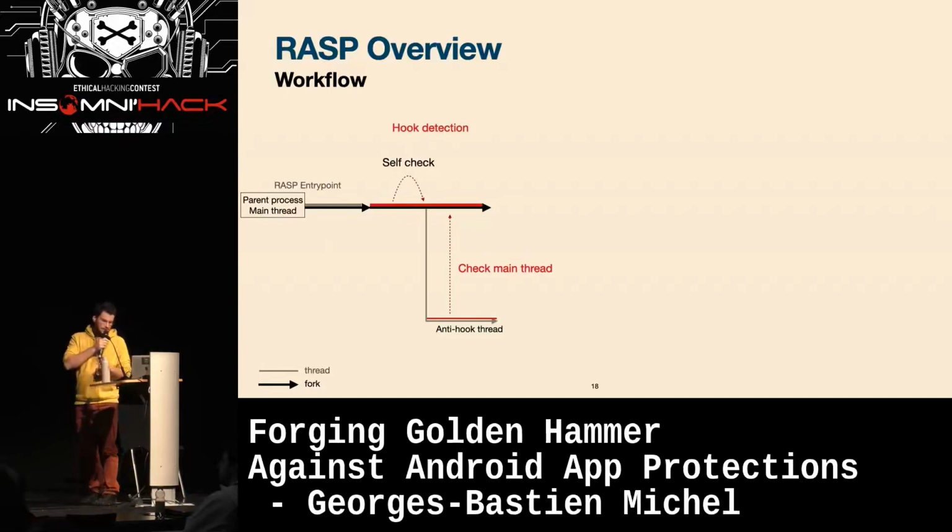From this point, we start by performing hook detection. This hook detection starts, for example, by checking /proc/self/maps in order to detect the Frida agent or other libraries, and it creates a new thread, and this thread will check if the main thread is also hooked. And it is interesting because it is harder to hook a child thread than the main thread by default.